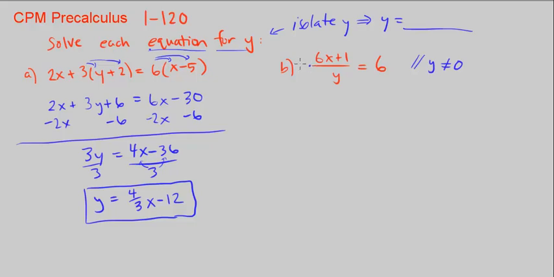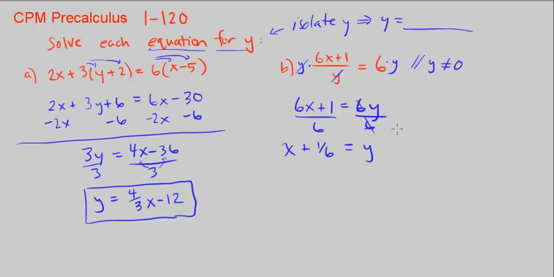Anyway, we're going to multiply both sides by y because we want to get y outside of the denominator. Right? Those cancel out. We're left with 6x plus 1 equals 6y. And then we want to divide both sides by 6. So on the right we have just y, just like we wanted. And then 6x divided by 6 is just x. 1 divided by 6 is 1/6.